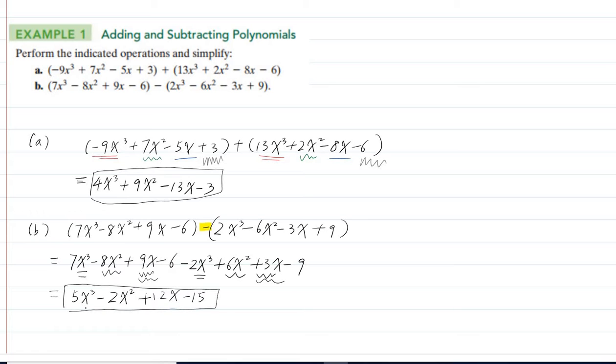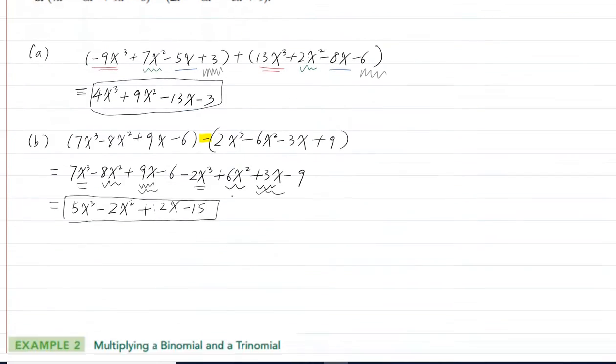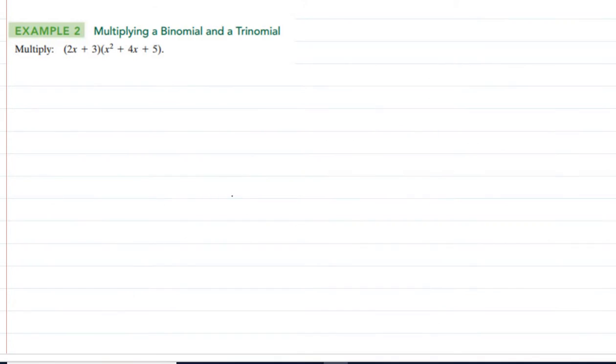Again, this is all review from your Algebra 1 and Algebra 2. So if it's slow, you can fast forward. So example 2. Multiplying a binomial and a trinomial. Okay, binomial means it's just 2 terms, trinomial just 3 terms.